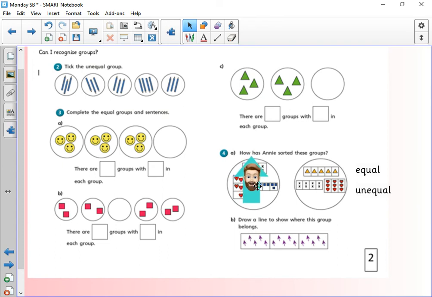Number 4. How has Annie sorted these groups? Got a group here and a group here. And you've got the word equal and unequal. Which word are you going to write here? And which word are you going to write here? And then I've got some more groups here. Are you going to draw a line to this set or this set? Have a go.